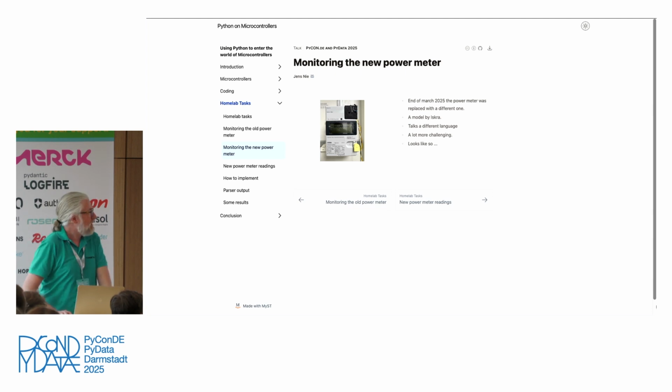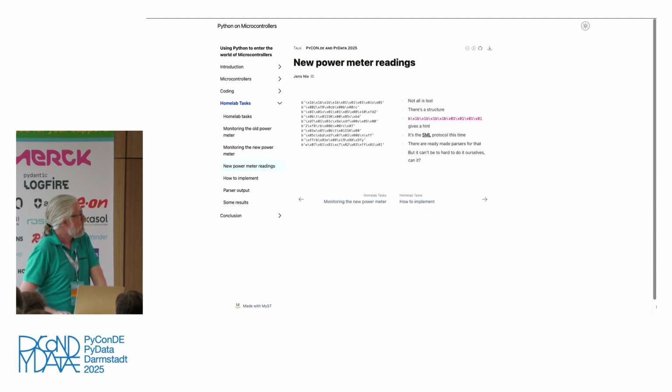Then they replaced it at the very end of March, and I've got the new one. There you can see how that really looks: a 3D print, and just that phototransistor and the resistor. That's really all you need. But that thing talks a different language, and it was a lot more challenging. To the left is what it looks like now. There's hardly anything human-readable.